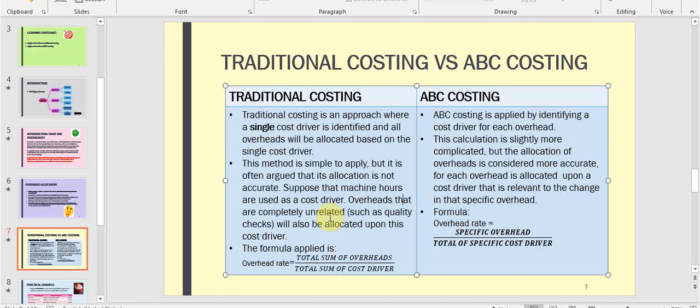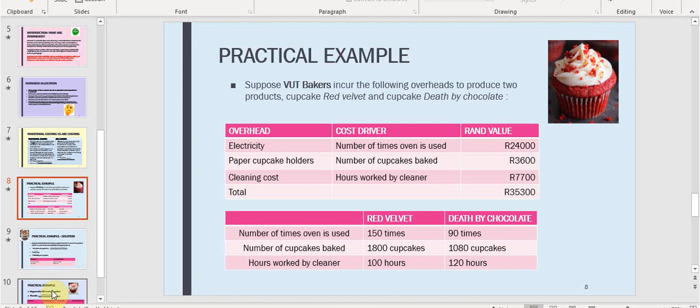So again, it is sometimes very difficult to explain mathematical concepts in words, and I don't think that I am particularly prolific in language. So I have set up a practical example for you in order to shed light on the difference between these two overhead allocation methods. In this example, suppose that VUT Bakers incur the following overheads to produce two products. It has a red velvet cupcake and a death by chocolate cupcake.